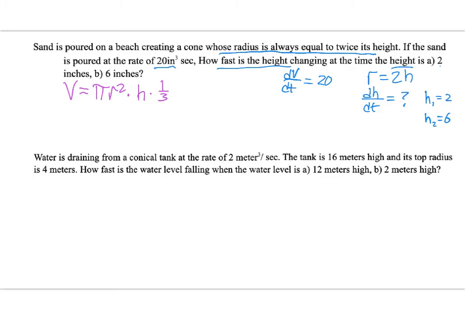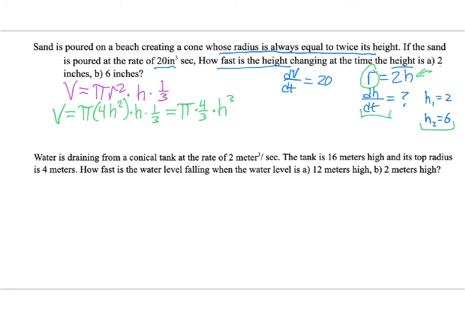Cool. The other thing that I notice is that we're given stuff in terms of h. We care about dh/dt. It might be useful to substitute h in for r. That's why they gave us this equation. So V becomes pi times (2h) squared, which is 4 times h squared, times h times 1/3. So we could rewrite this as pi times 4/3 times h cubed to make that a little bit easier for us to process.